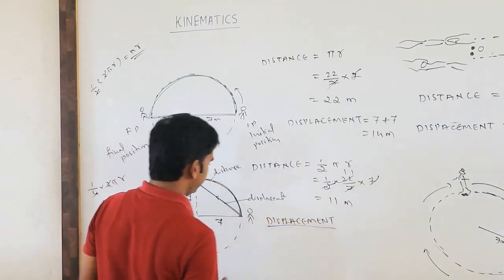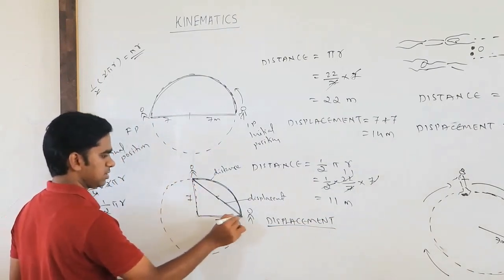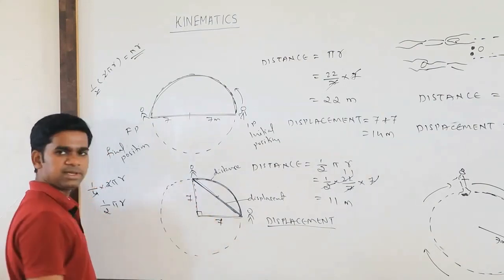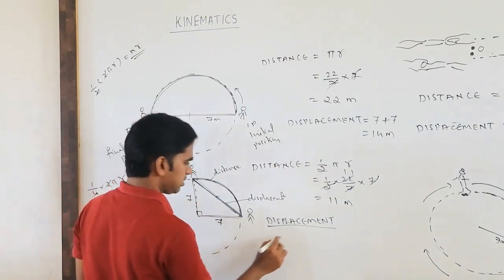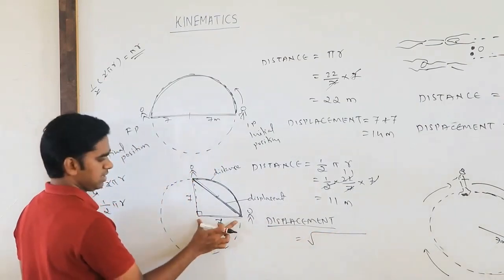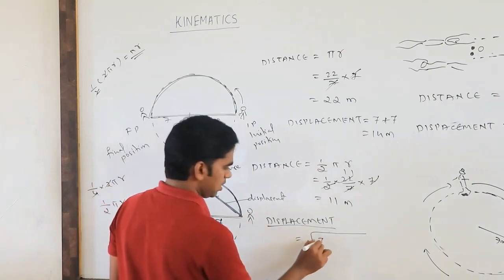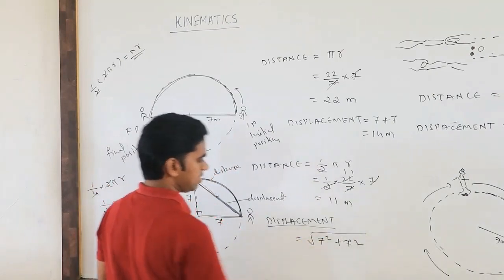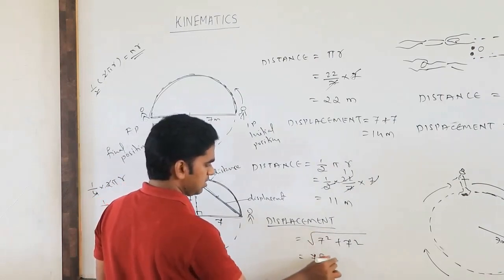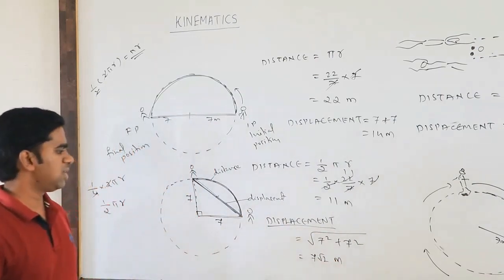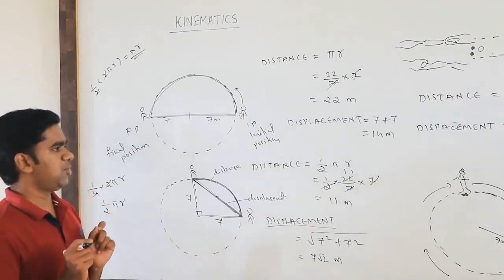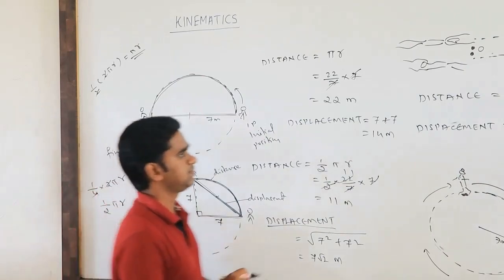To measure the displacement, you can use your mathematics. Okay, this is 90 degrees. So to find this one, can you apply the Pythagoras theorem? If you apply the Pythagoras theorem, this is going to be the square root of 7 squared plus 7 squared. So this will become 7 root 2. 7 root 2 is going to be your displacement.